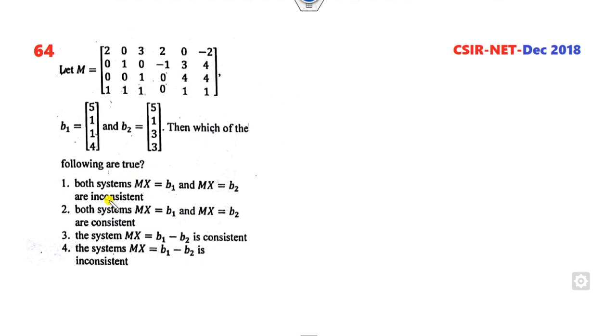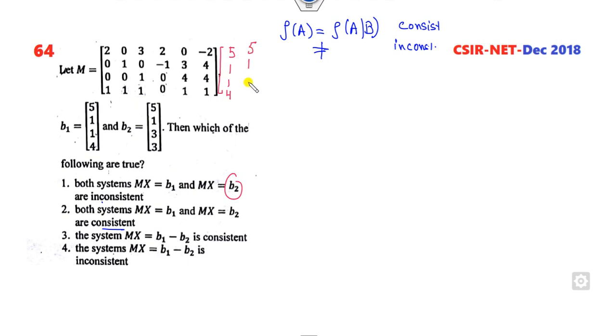Okay, now look at this. Is it consistent or inconsistent? Whenever rank of A is equal to rank of the augmented matrix, we can say it's consistent. If it is not equal, then we can say it's inconsistent. Fine. Now that's very simple. We can write corresponding to them here as A, B1: 5, 1, 1, 4. We need B2 also. I can write as 1, 5, 3, 3. I need B1 minus B2 also. So I can write 0, 0, minus 2, 1.